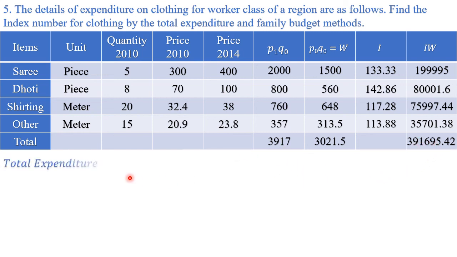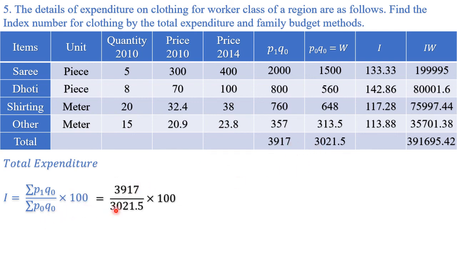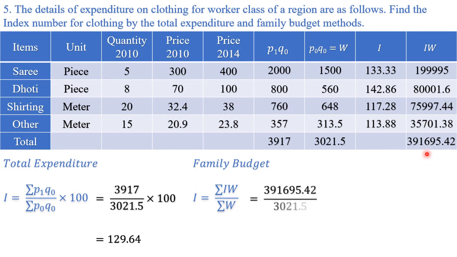We will see. Total expenditure method is summation P1 Q0 upon summation P0 Q0 into 100. So just put these two values, 3917 upon 3021.5 into 100, and you get 129.64. So this is the index number by total expenditure method. Next, family budget method, which is summation IW upon summation W. So just put 3,91,695.42 divided by 3021.5 and you get the same answer. So using the total expenditure and family budget method, you must get a similar answer.